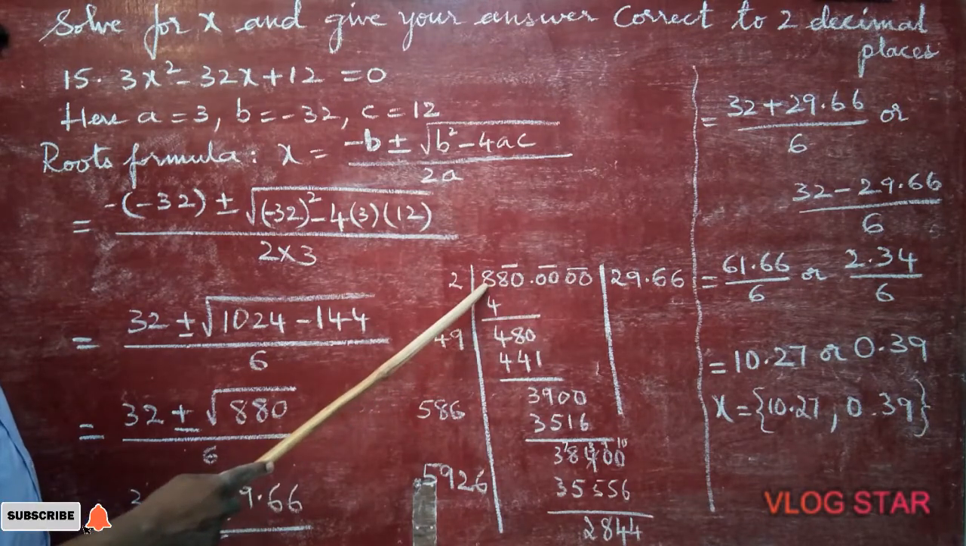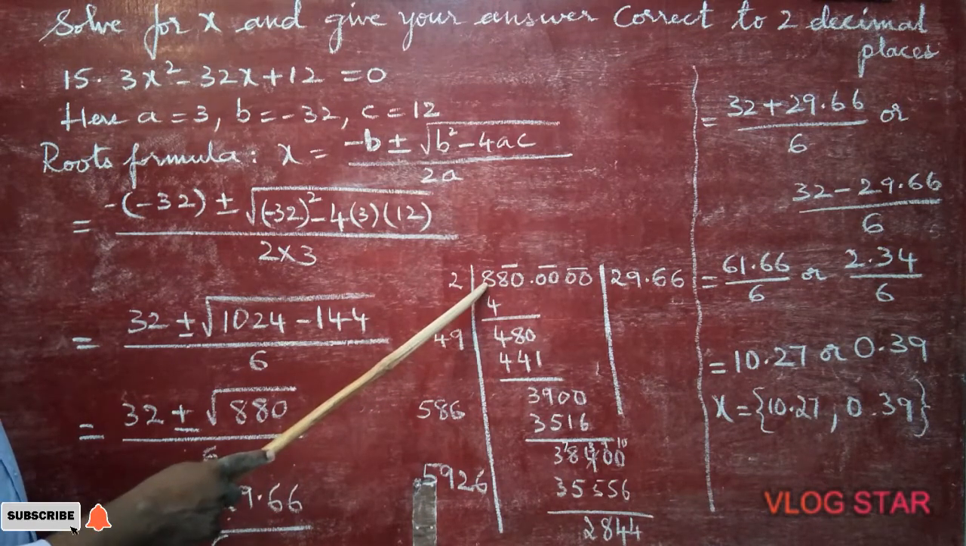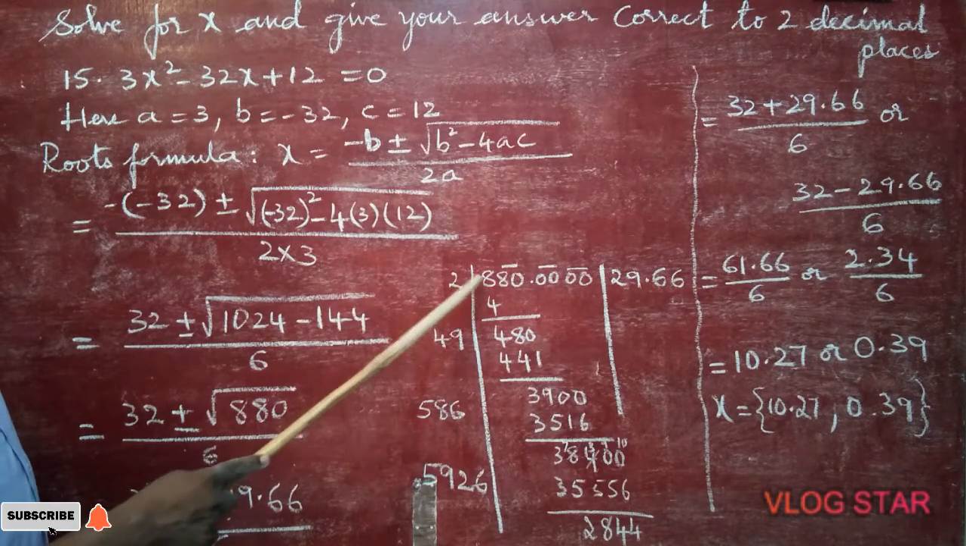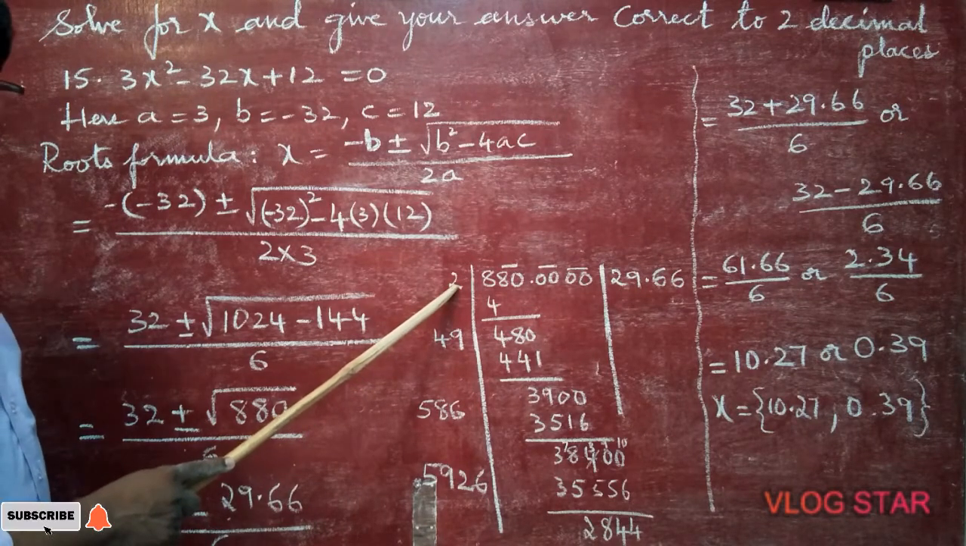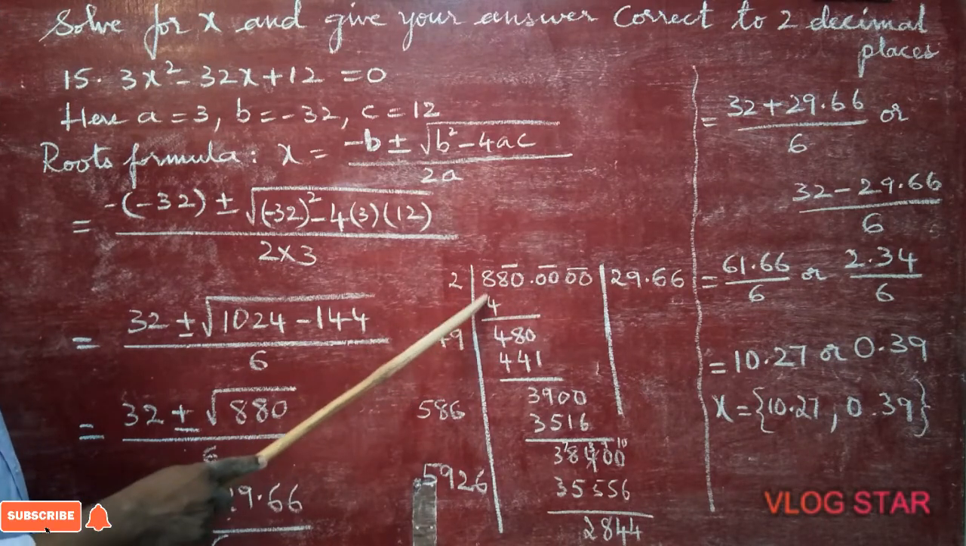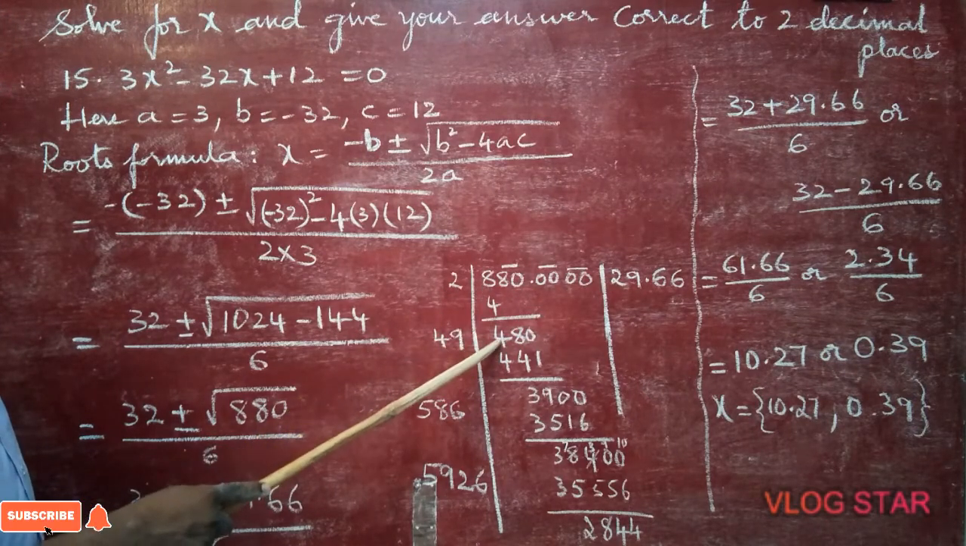1 2 3 and 1 is remaining. 8, 1 digit is remaining. For this you have to take the nearest square. 2 2s are 4. Why am I not taking 3? 3 3s are 9, which is more, so we can't take it. 2 2s are 4. 8 minus 4 is 4.